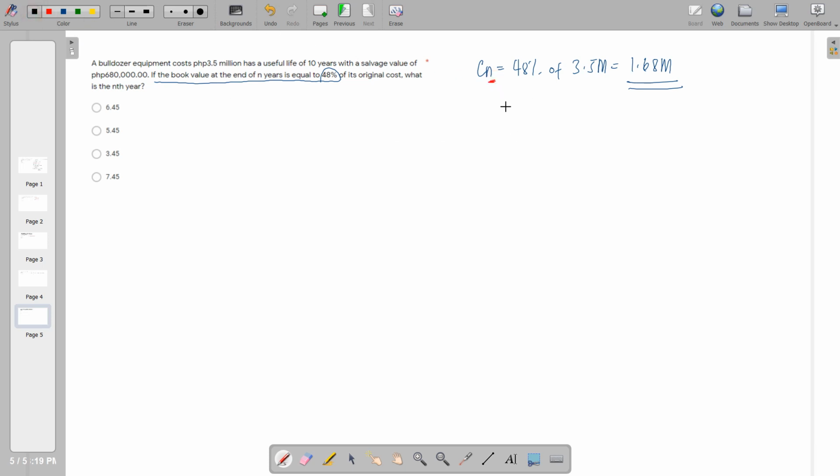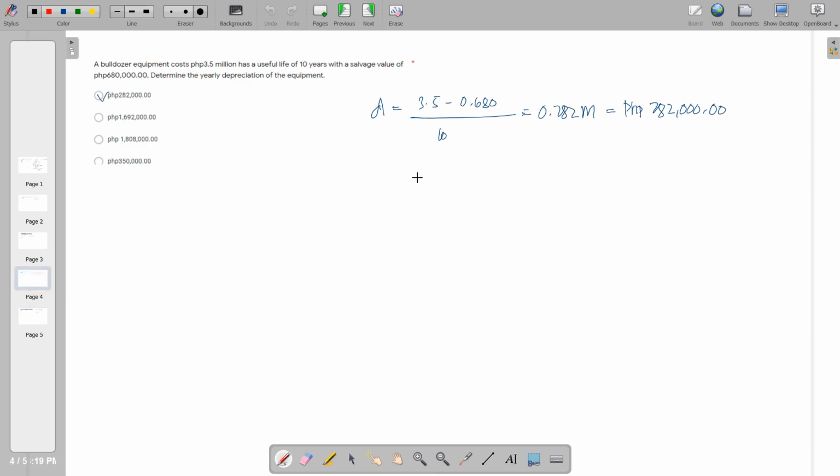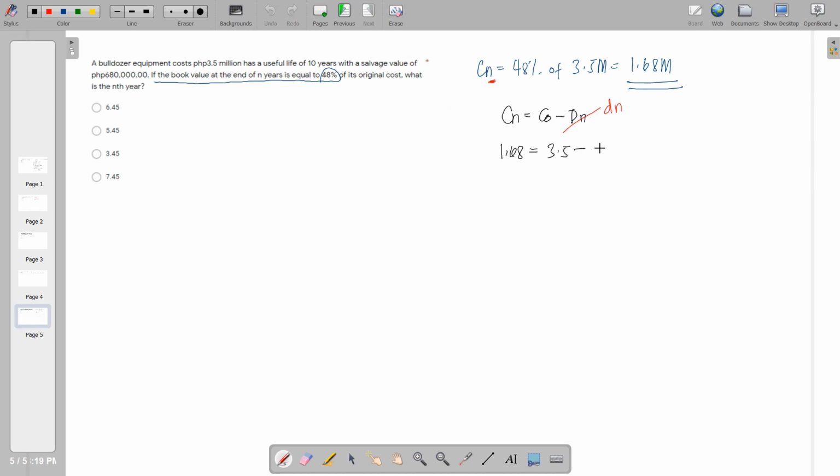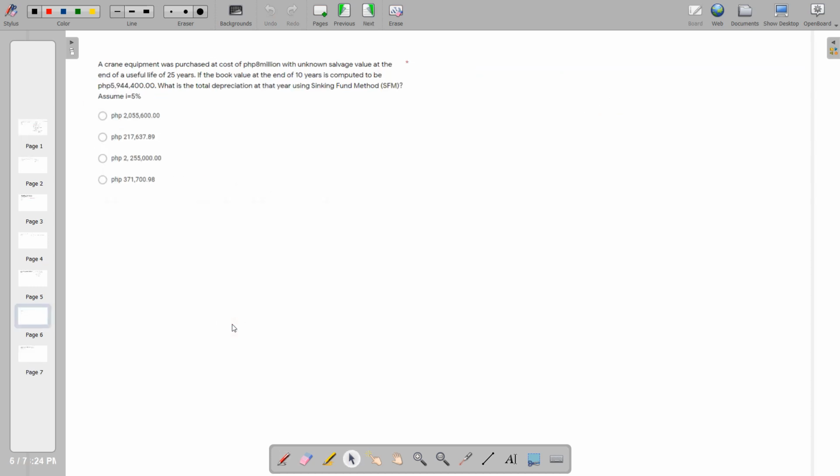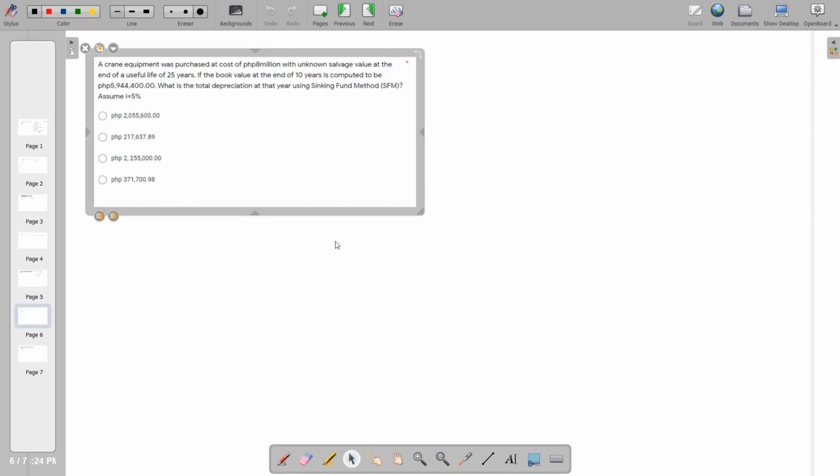So, ang gagamitin, formula, is Cn is equal to the original cost minus the accumulated depreciation at that nth year. Pero ito, we can write this as small letter D times N. So, aning Cn? We have 1.68, and then we have the original cost of 3.5 million minus yung depreciation na computed kanina is 282,000 or 0.282 times n. So we compute n here. So n will be equal to 6.45 years. Okay, that's it.